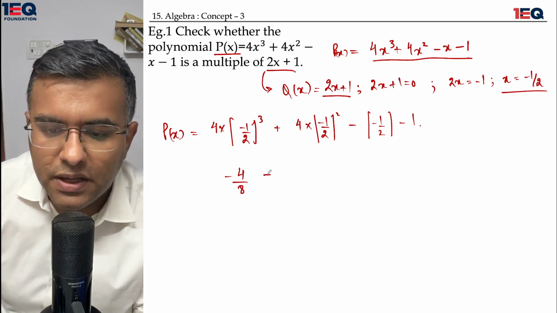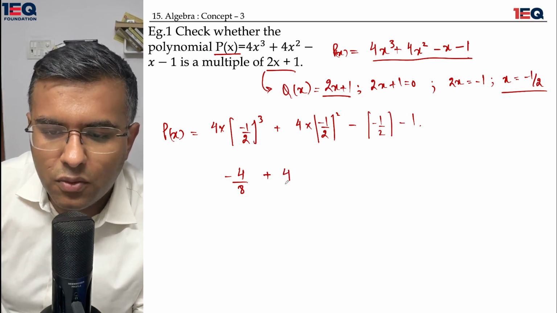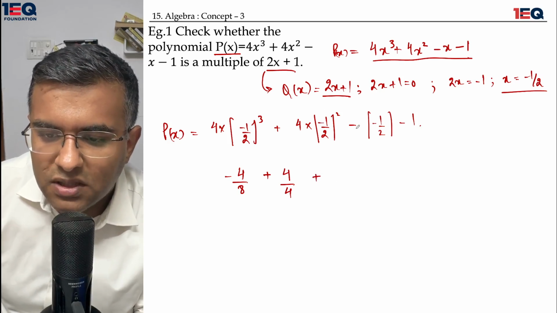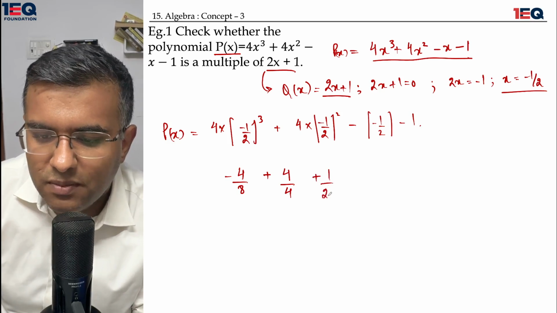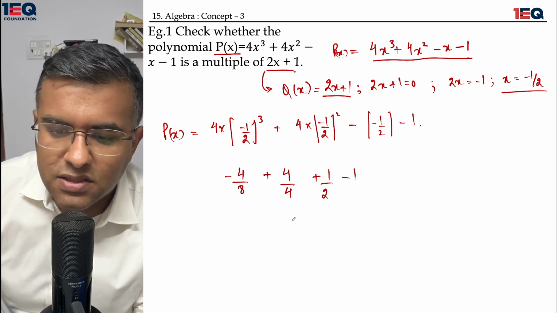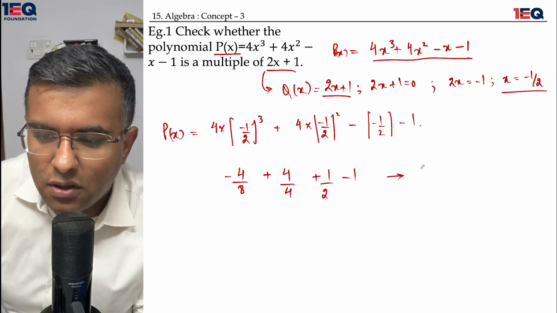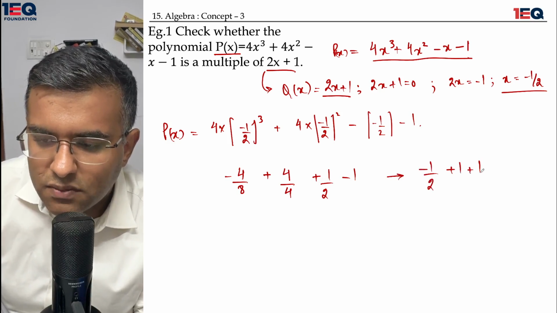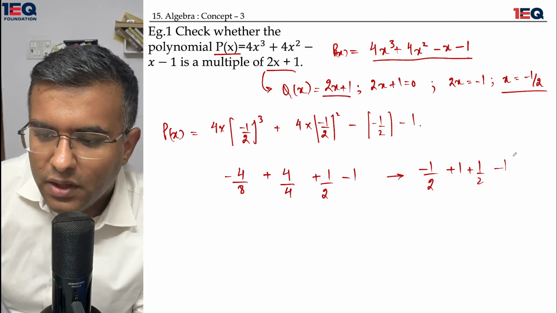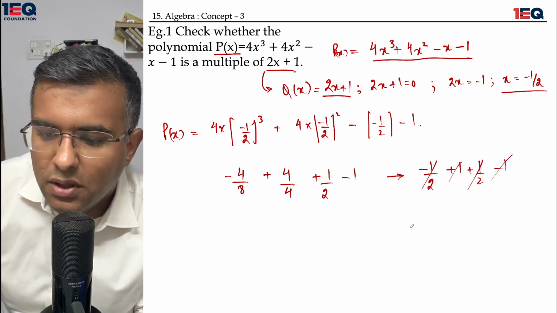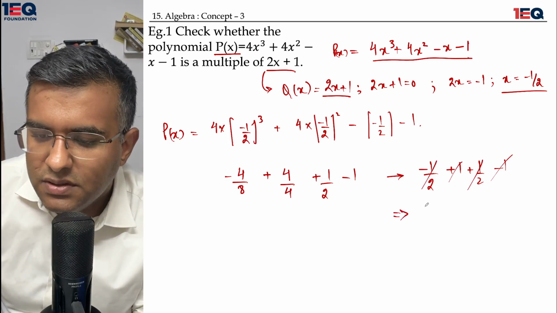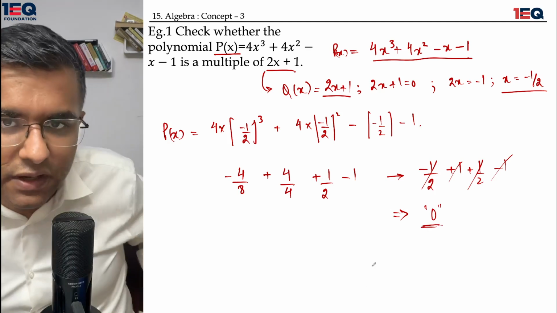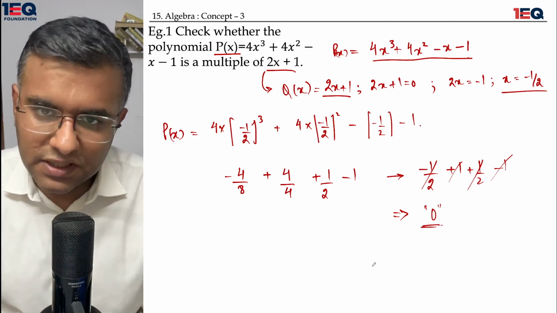Okay, so minus 4 by 8 plus 4 upon 4, this minus minus becomes plus, that is 1 by 2, and there is a minus 1 over here. When I solve it, I get minus 1 by 2 plus 1 by 2 minus 1. Everything gets cancelled out, and whatever I am left with is 0.